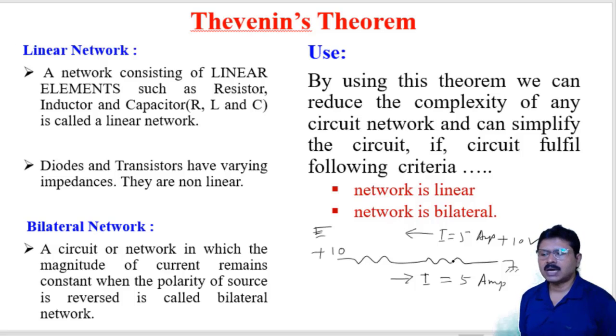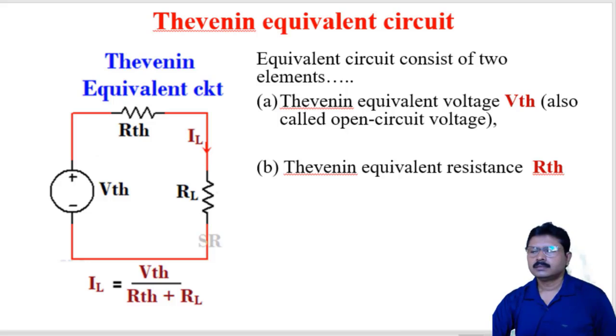If the magnitude of the output is the same while the polarity has been changed, then that network is called a bilateral network. So any circuit which follows the linearity as well as the bilateral property can be converted into a very simple circuit by using Thevenin's theorem. That is the Thevenin equivalent circuit. As already said, any complex circuit will be converted to a very simple circuit, and that circuit is termed the Thevenin equivalent circuit.